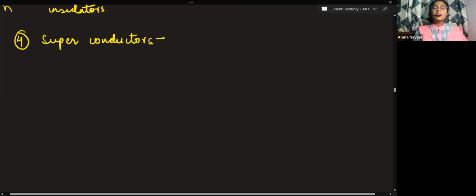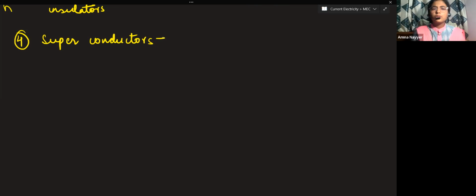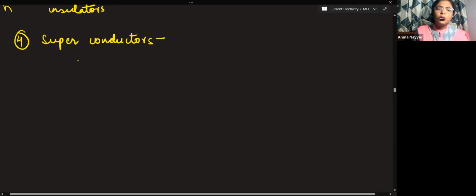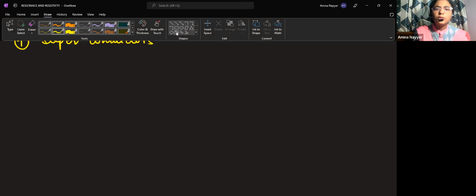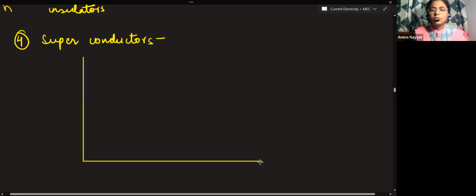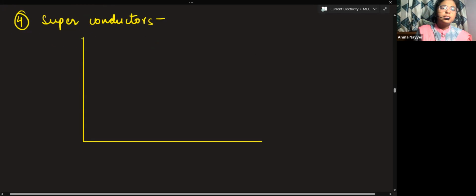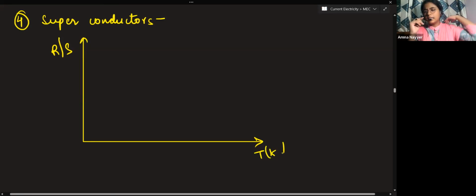Superconductors. Superconductors are certain materials that practically have zero resistance. So the conductors only at a certain temperature become and gain superconductivity. So when you draw the graphs for these superconductors, resistance or resistivity versus temperature, what happens initially at a certain temperature, there is a variation of resistance and resistivity.